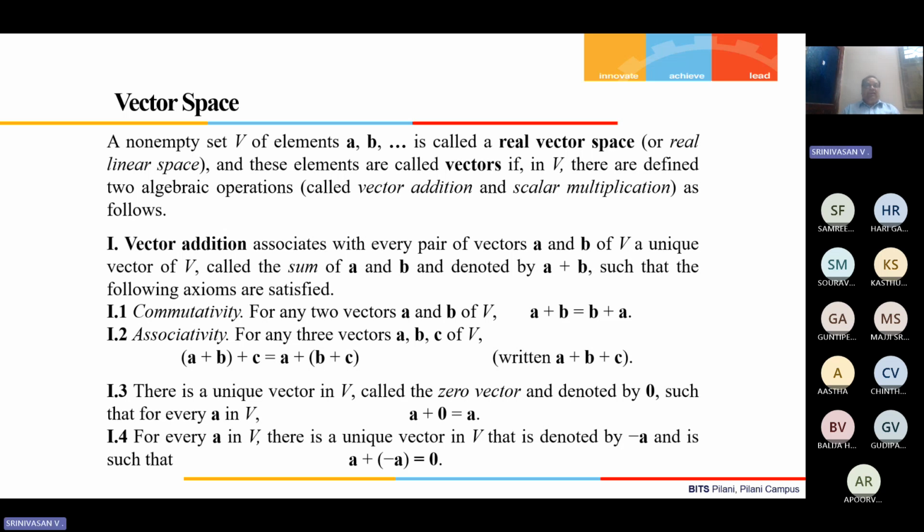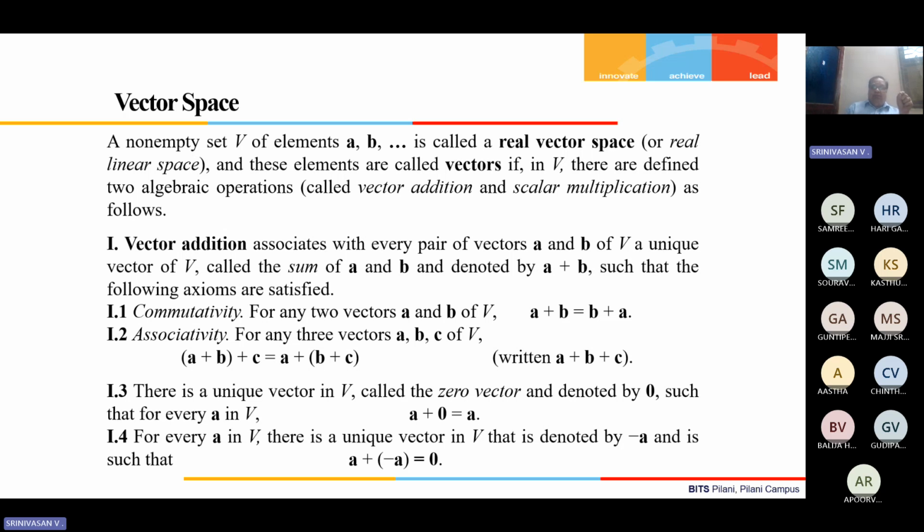There is a unique vector in V. Look at the word unique, one and only one, called the zero vector, denoted by cap O, such that for every A in V, A plus 0 equals A. Zero vector. A vector plus zero vector equals A. So that zero vector is your identity element, the additive identity. For every A in V, there is a unique vector in V that is denoted by minus A and is such that A plus minus A equals 0.